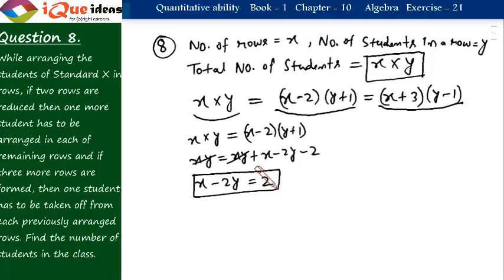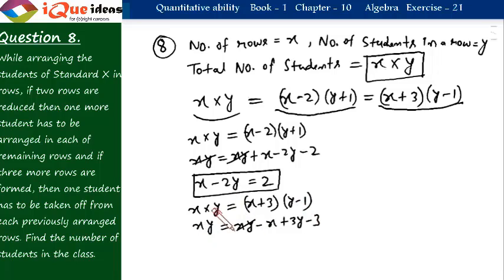This is the first equation. Alright. Now let's again go back and take the first case, that is x into y, equal to the third one, that is x plus 3 into y minus 1. Open it, you will get xy equal to xy minus x plus 3y minus 3. So xy and xy cancel. Bring x and 3y to the other side. So you will have x minus 3y and that will be equal to minus 3.